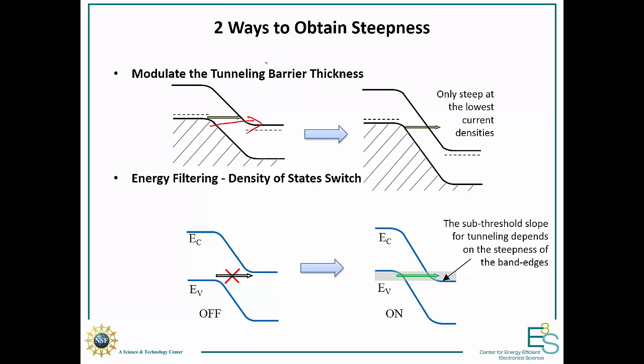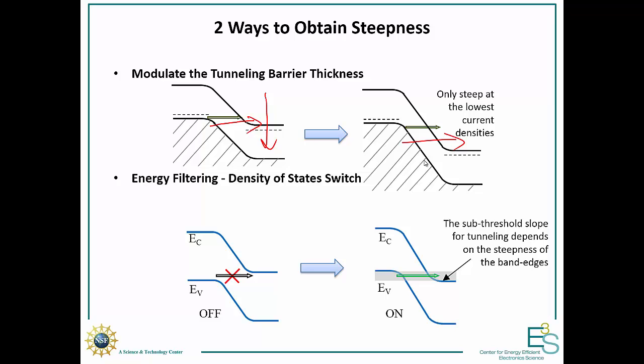But now when we apply a voltage to the gate, we can pull this barrier down, make the barrier thinner, and then get a much higher tunneling current. In principle, this will allow us to turn our device on and off, but what we'll see later on is that this really ends up only being steep at low current densities.